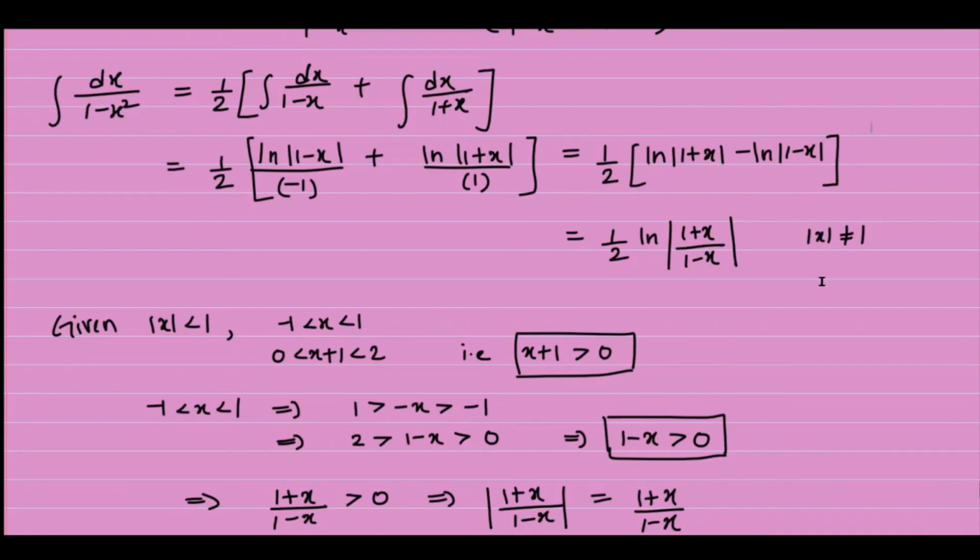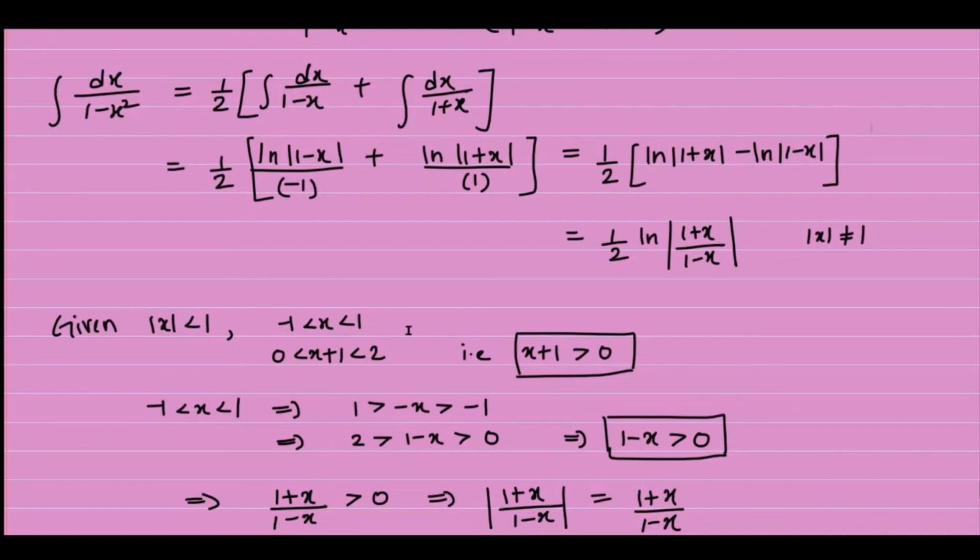This is valid only if mod x is not equal to 1. If x is equal to 1, you can see that the denominator becomes 0, so it is not valid. If x equal to minus 1, then the numerator is not valid because log 0 is not defined. So mod x should not be 1. Also in the problem it is given that the domain is mod x less than 1, that is, minus 1 less than x less than 1.